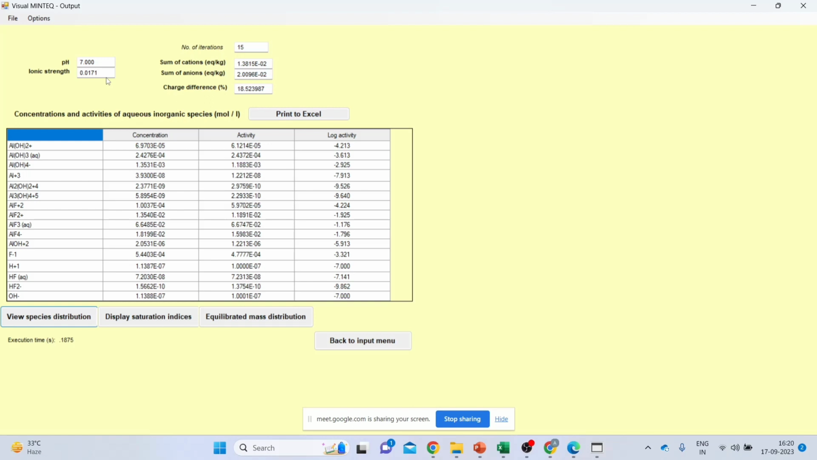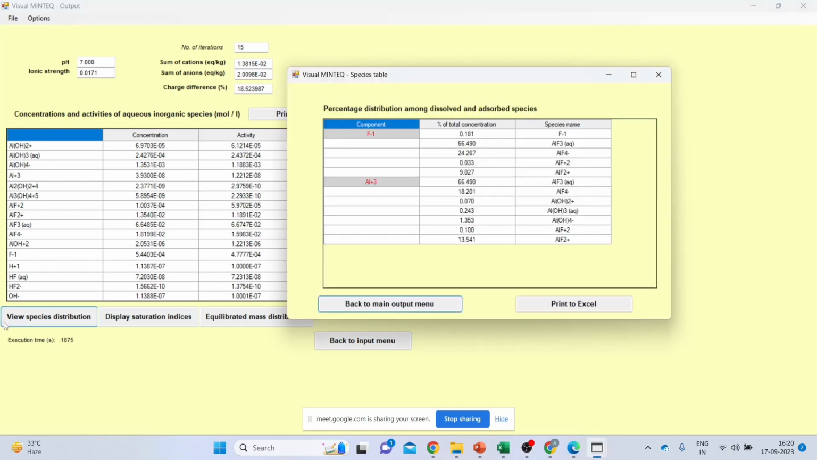Let's see the species distribution. This is the overall concentration of all the species here, along with its activity. Let's see the distribution of various species. So here we can see that for fluoride, AlF3 aqueous is the dominant form, that is 66.490. So out of all the complexes of aluminium fluoride and aluminium hydroxide complexes, AlF3 aqueous is dominant at pH 7.